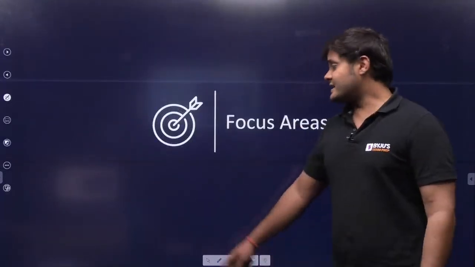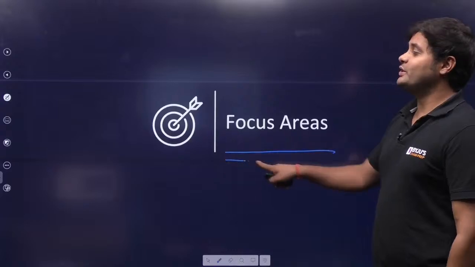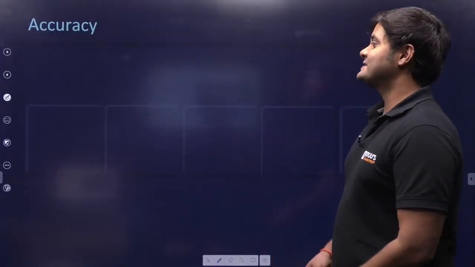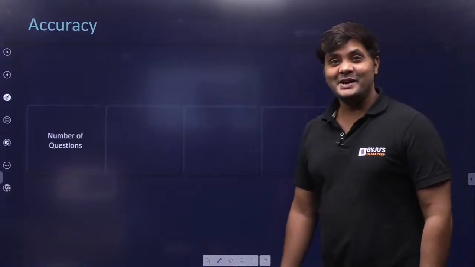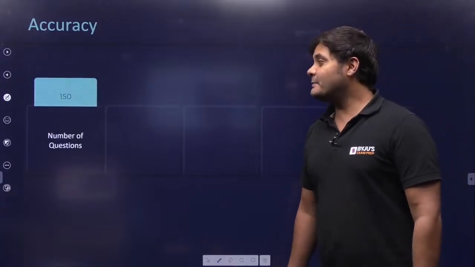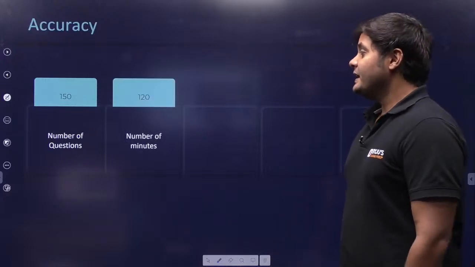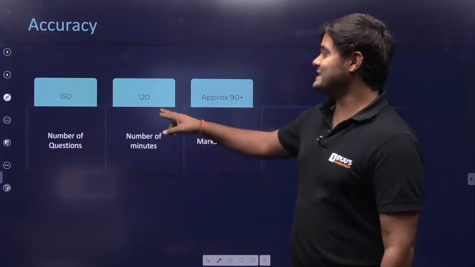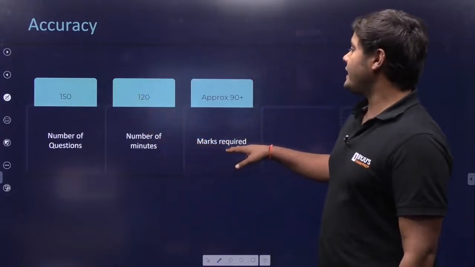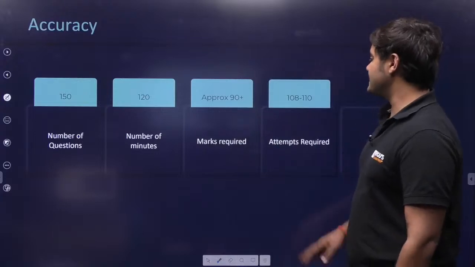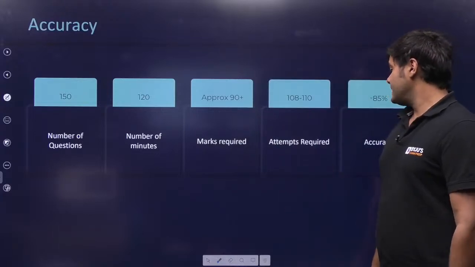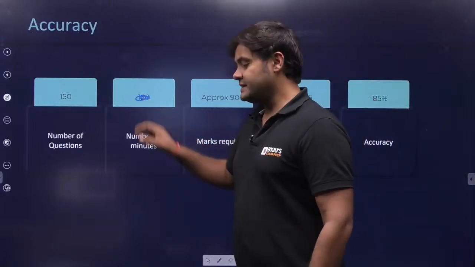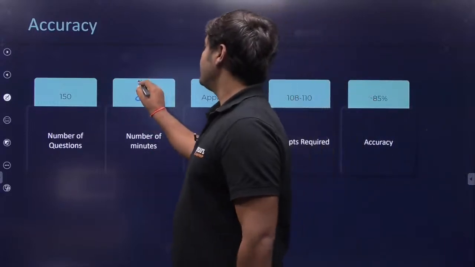All right, next, focus areas. What should be your focus areas? Where should you focus? Let's look at the same. Accuracy, really important. Number of questions, there are 150. Number of minutes, there are 90 minutes here, right? Marks required approximately 90 plus, attempts required 108 plus, accuracy should be ideally around 85%. So just remember this, 90 minutes here.